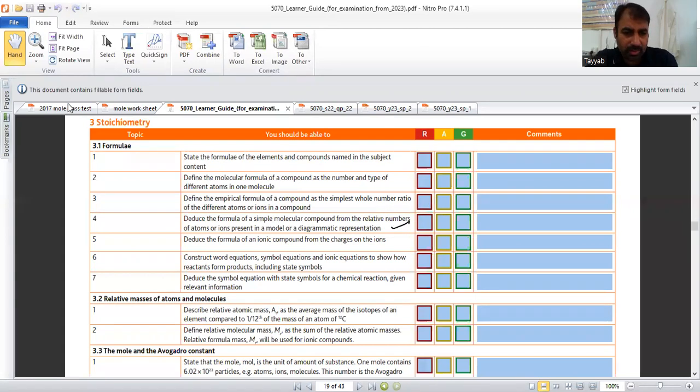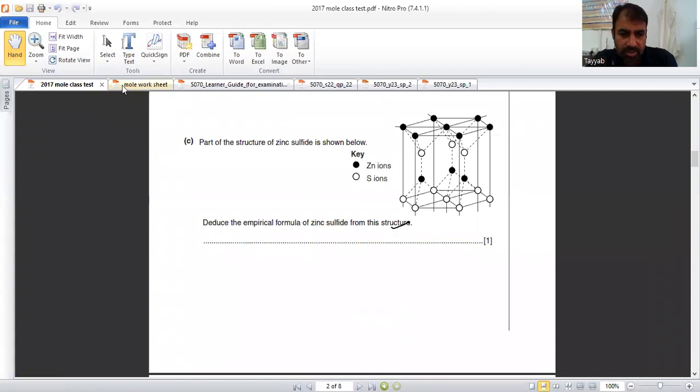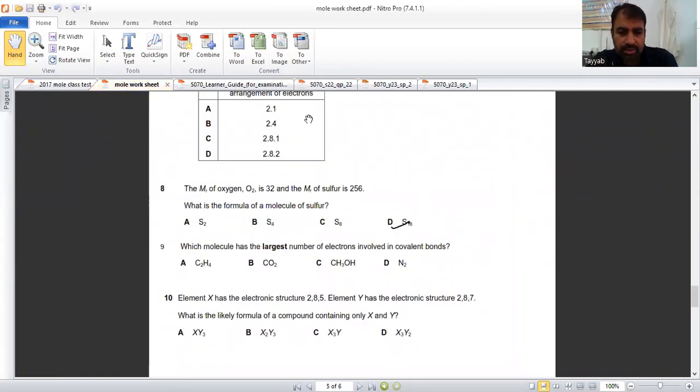In this very specific example, if you see this question, he's giving the Mr of oxygen, O2, is 32 and the Mr of sulfur is 256. What is the formula of the molecule of sulfur? Okay, why has he given you the example of 32? 32 is its Mr. To find the total number of atoms in the formula of a molecule, we have to divide it by its Ar. It becomes 2, so the molecular formula is O2.